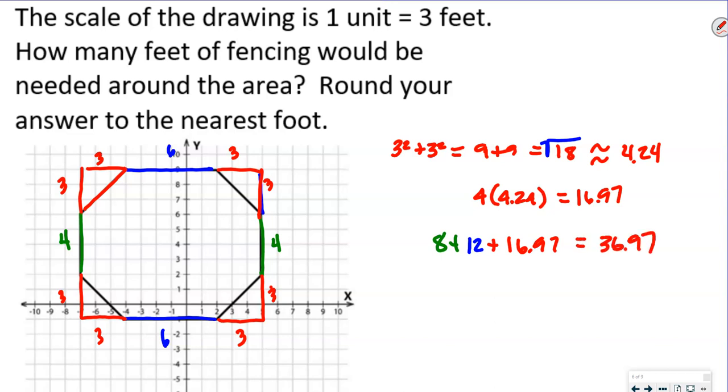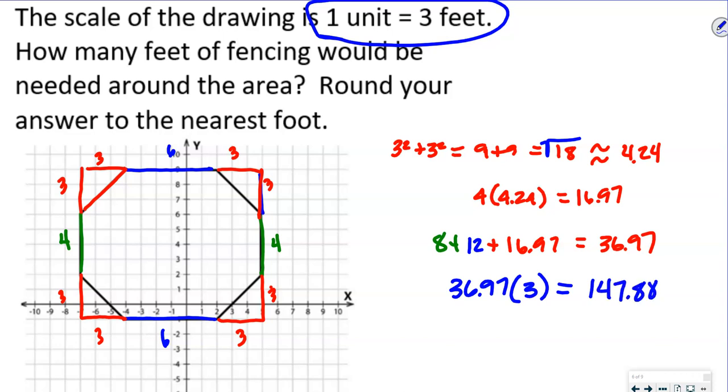Now, once again, do you notice what it says here? 1 unit equals 3 feet, right? So we're going to multiply the 36.97 times 3, right? Because remember, this is just a length, okay? So we're going to do 36.97 times 3, and when we do that, I got 147.88, and it says round your answer to the nearest foot, so that's going to be 148 feet, okay?